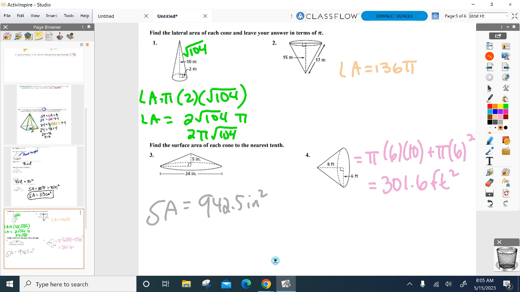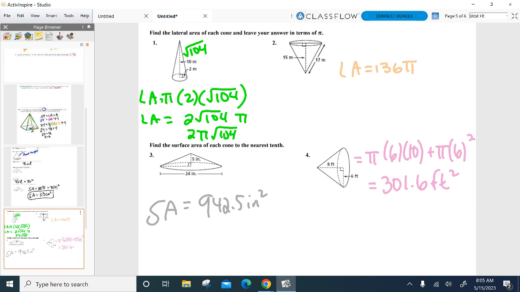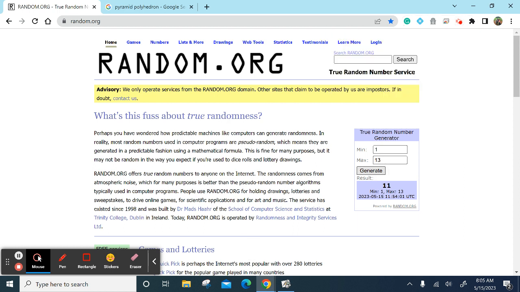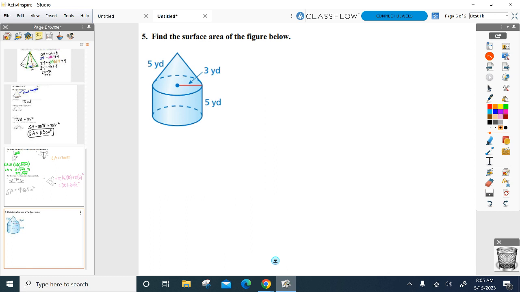Prism, cylinder, cone, pyramid. All right, you know how we end it. Let's smash 2 together and find the total surface area. What's the bottom figure? Let's start there. What's my bottom figure here? Cylinder. All right, let's get to work on the surface area of that cylinder.